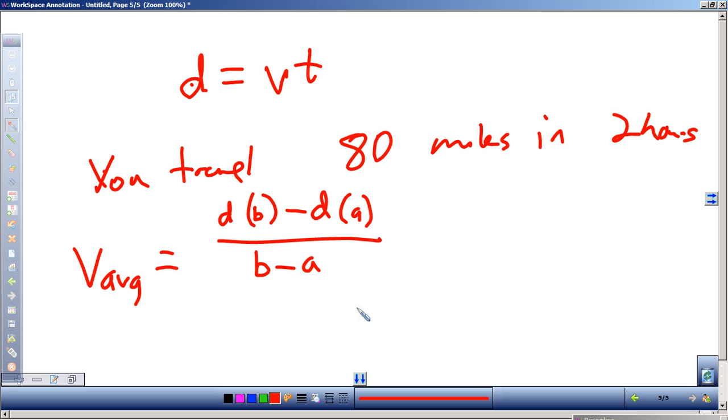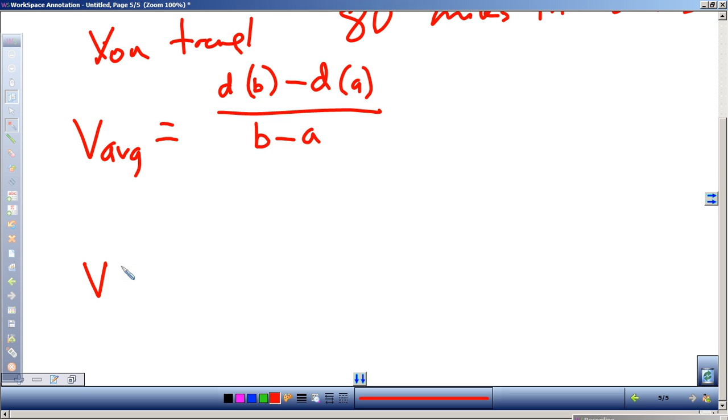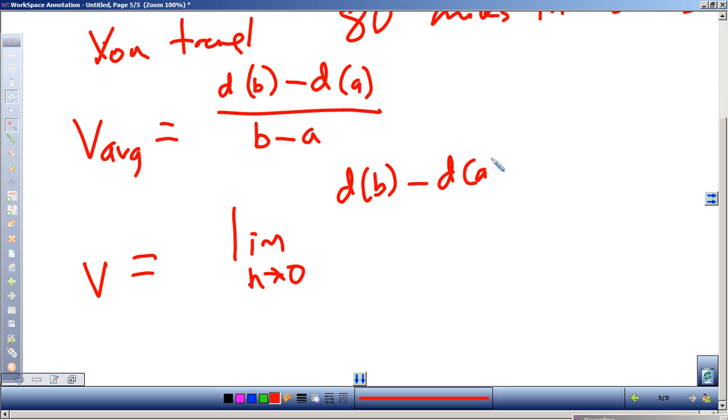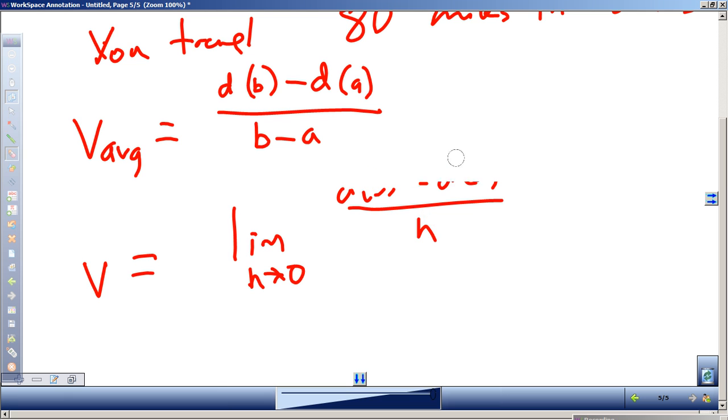To actually calculate your instantaneous velocity, you have to use the limit process. So, velocity, what do you think it is? Unfortunately, it's not that easy.